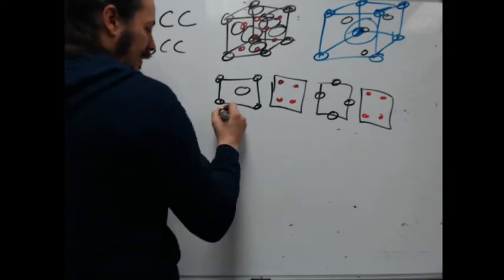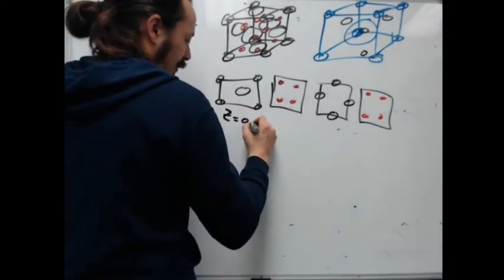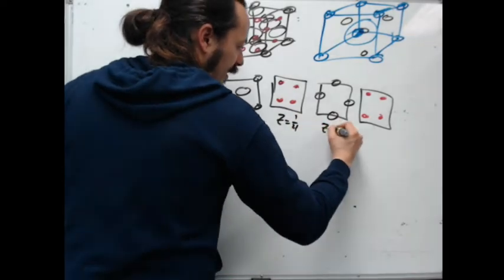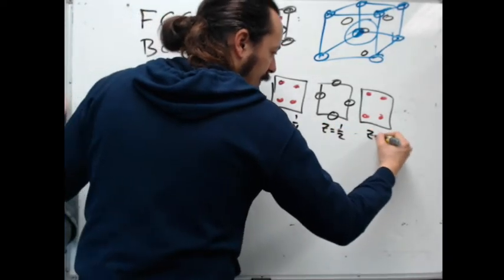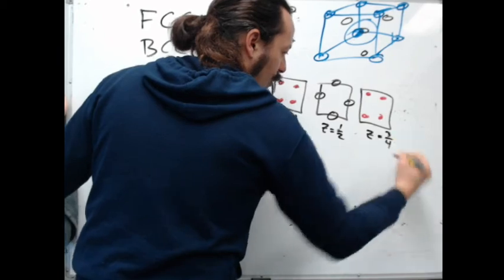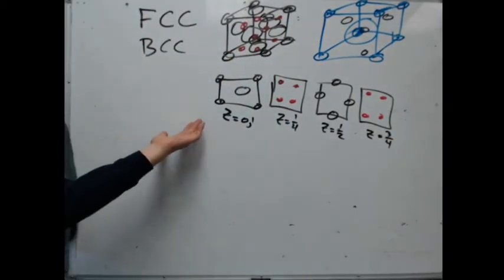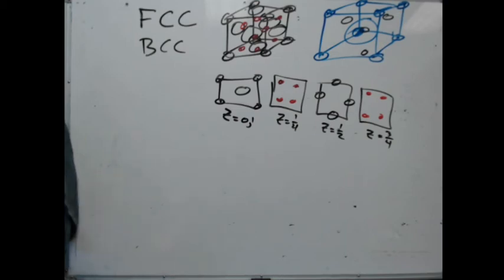So this is my Z equals 0, 1. My Z equals 1/4. My Z equals 1/2. My Z equals 3/4. So something like this would be a more realistic case where you'd have a 2-to-1 ratio.